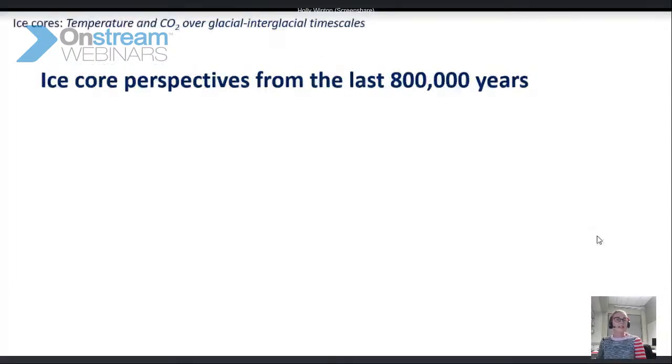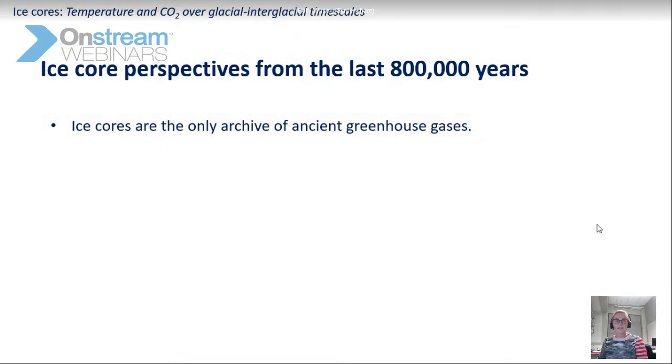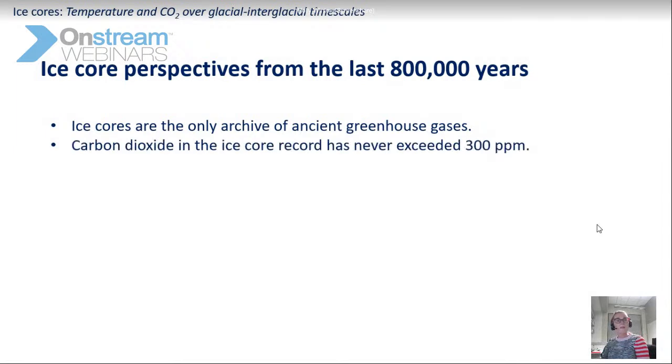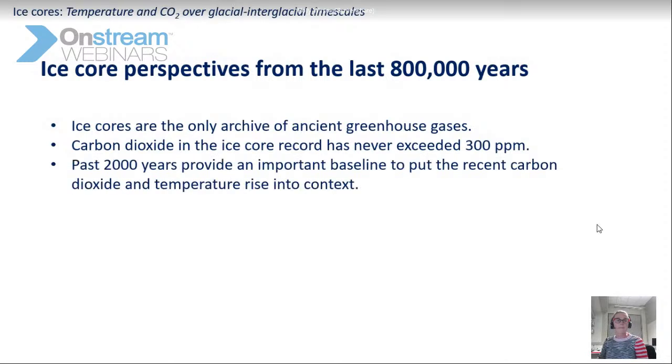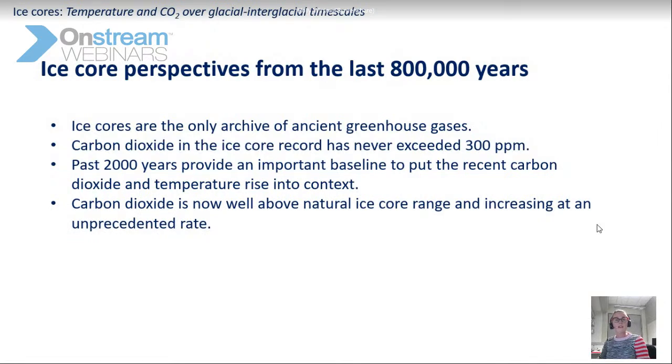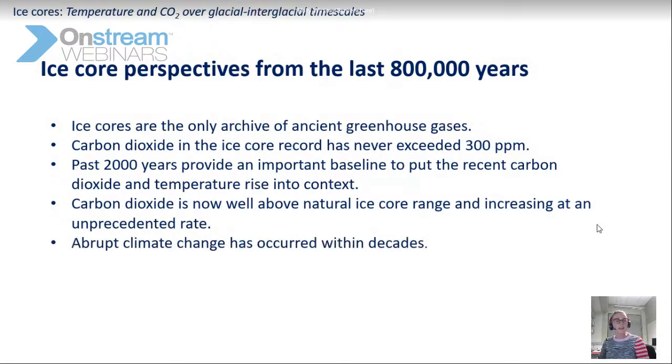Okay, so what are the ice core perspectives from the last 800,000 years? I hope I've shown you that ice cores are the only archive of ancient greenhouse gases. Carbon dioxide in the ice core record has never exceeded 300 ppm. The past 2,000 years provides an important baseline to put the recent carbon dioxide and temperature rise into context. Carbon dioxide is now well above the natural ice core range and increasing at an unprecedented rate. We have seen abrupt climate change occurring within decades.